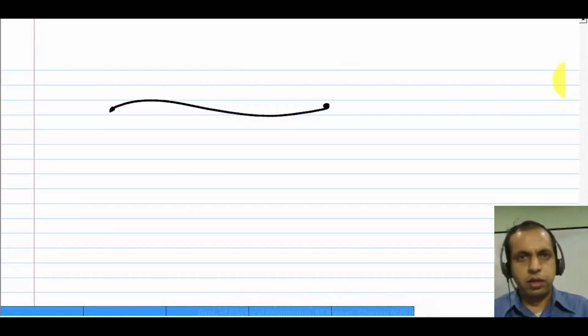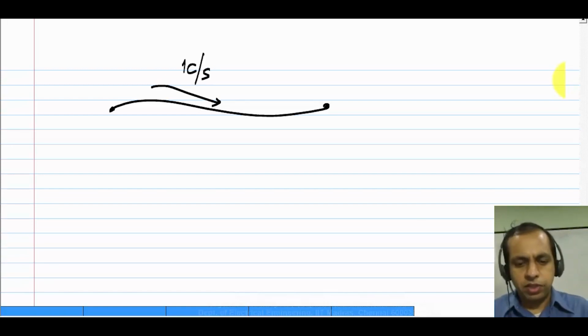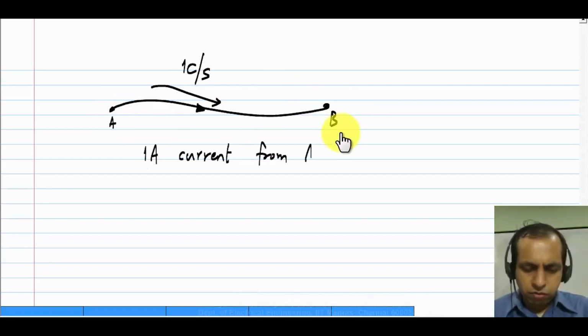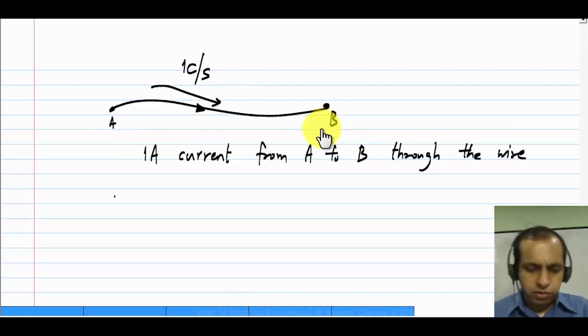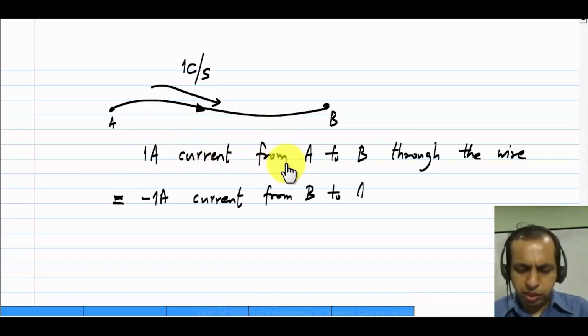Let's say we have a wire and we have 1 coulomb per second of charge flowing in this direction. Okay. So what does this mean? This is 1 ampere current from A to B through the wire, which is exactly the same as saying minus 1 amp current from B to A through the wire.